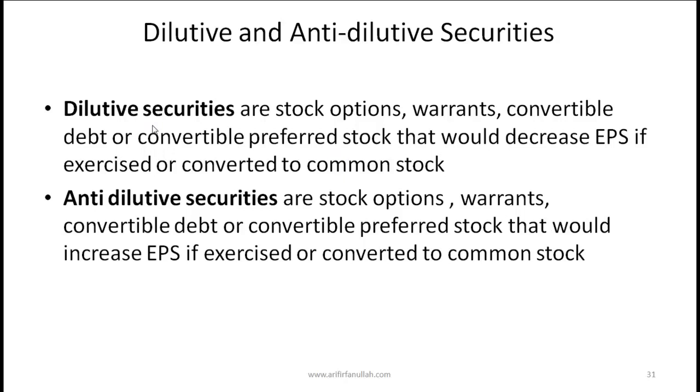This will again be a quick summary of what you've seen. What are dilutive securities? Options, warrants, convertible debt, or convertible preferred shares, which is what you just saw, that would decrease EPS if exercised or converted to common stock. In an example we saw a short while ago, convertible preferred shares when converted to common stock diluted the EPS, so they would be referred to as dilutive securities. Anti-dilutive securities are options, warrants, convertible debt, or convertible preferred stock that would increase EPS if exercised or converted to common stock. We also saw an example of convertible preferred stock which was anti-dilutive.